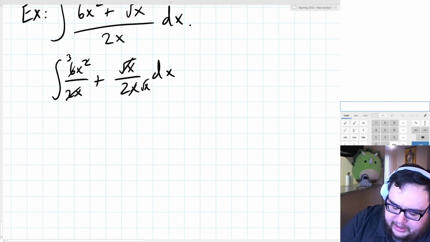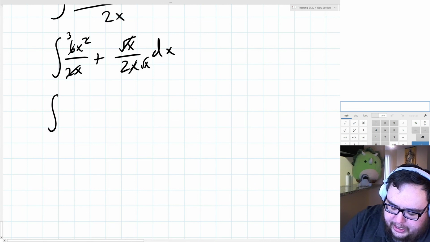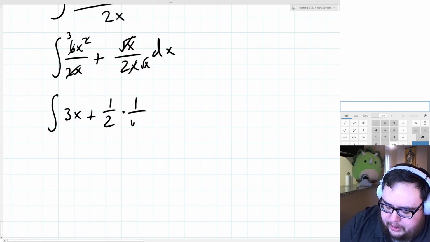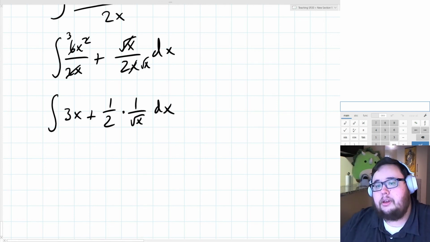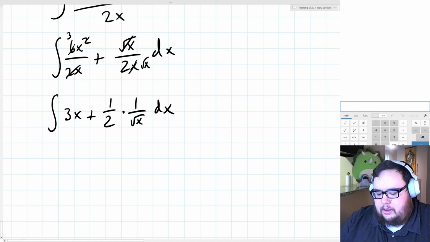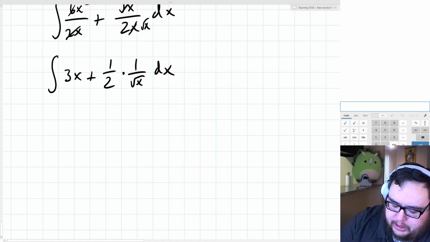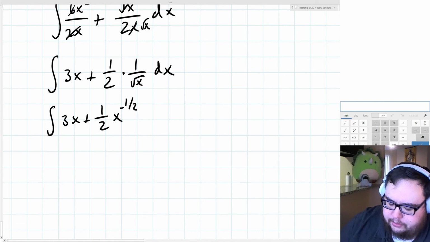So we can rewrite this as the integral of 3x plus 1/2 of 1 over the square root of x. Much like when we differentiate something like 1 over the square root of x, we want to rewrite 1 over square root of x as a power of x. So we might even write this as the integral of 3x plus 1/2 x to the negative 1/2.